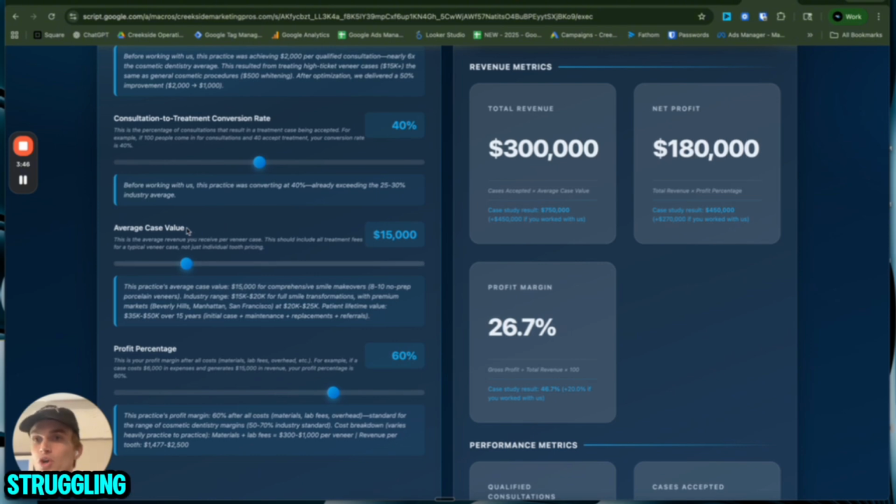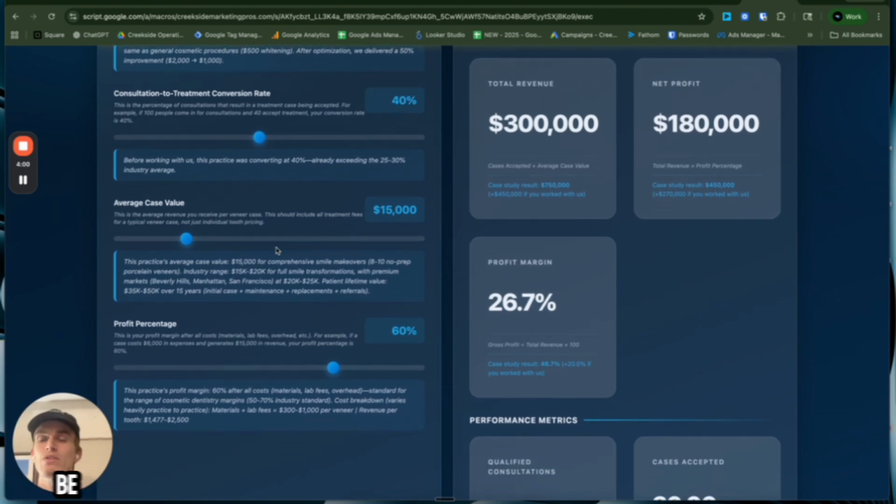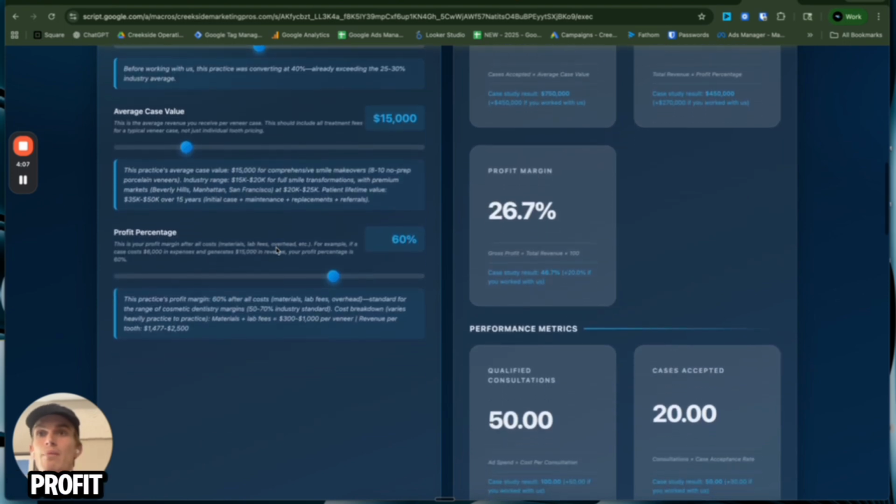If you are struggling calculating that, all you'll need to do is take the number of veneer patients that you actually treat and divide that by the number of consultations that you have in any given month, and that'll give you the approximate number here. Then average case value, this is going to be the amount that you typically make per patient that comes in. This one should be pretty straightforward. Then scrolling down, profit percentage, this is going to be based on the amount of money that you make after all expenses are paid, not including advertising. We calculate that out for you in these numbers over here on the right.